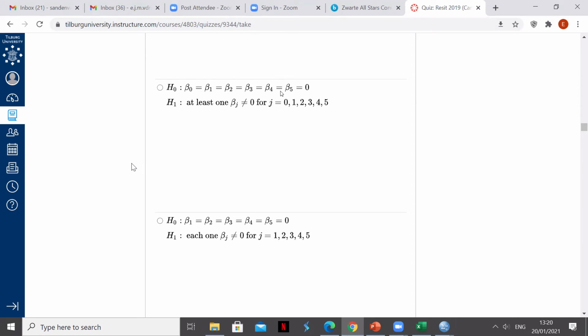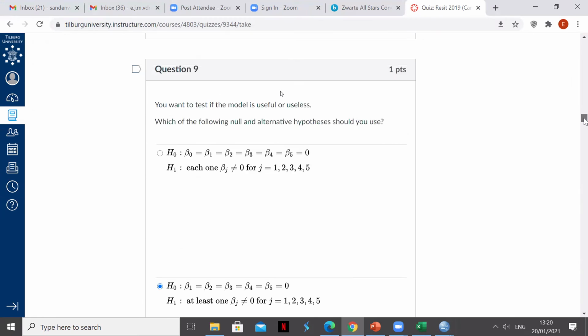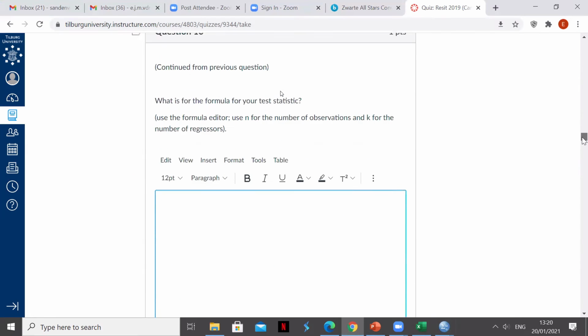And again, this is literally just a question of whether you have learned it, so you could have known. Okay, so this one is false. This one is false as well, because here you have the beta 0, and we didn't include that. So the true one is this one, the second one.